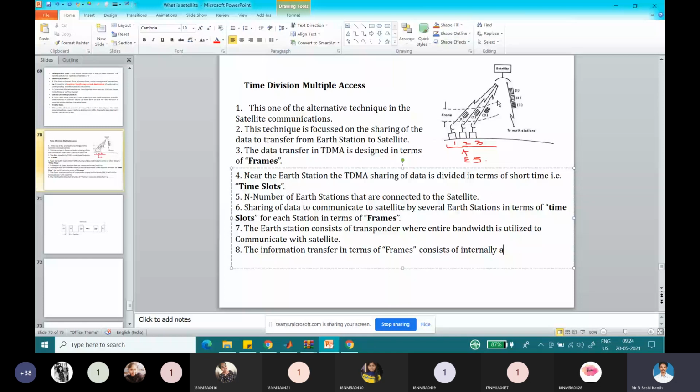New name, you are getting a new name now. This is called bursts. We call the internal data information, which is being shown in terms of frames, and those frames are being represented in terms of bursts.